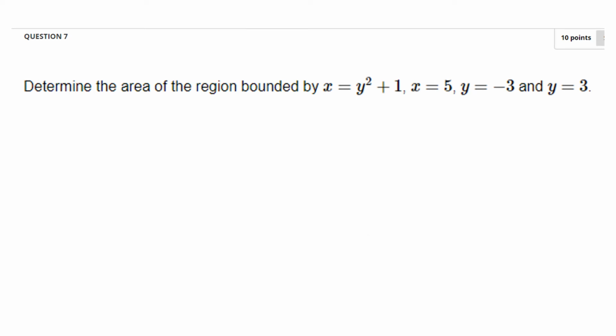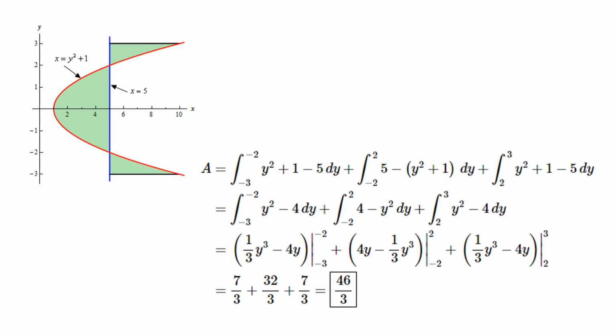Question 7, you were to determine the area of the region bounded by x equal y squared plus 1, x equal 5, y equal minus 3, and y equal 3. Well, drawing the region is key, and whenever you put all those together, there are 3 distinct regions. There will be 3 distinct integrals, and you could do other things, but it's much more complicated. You really should be drawing your slice this way and integrating dy.